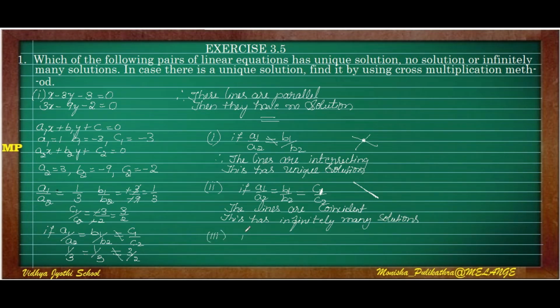The third case is if a1 by a2 is equal to b1 by b2 but not equal to c1 by c2, as we did in the previous problem. Here the lines are parallel and this has no solution. Okay. So in this first sum, if the given equations are coincident or parallel, then there is no need of further simplification by using cross multiplication. Only if it occurs as intersecting, then it has a unique solution, and we have to simplify it by using the cross multiplication method.